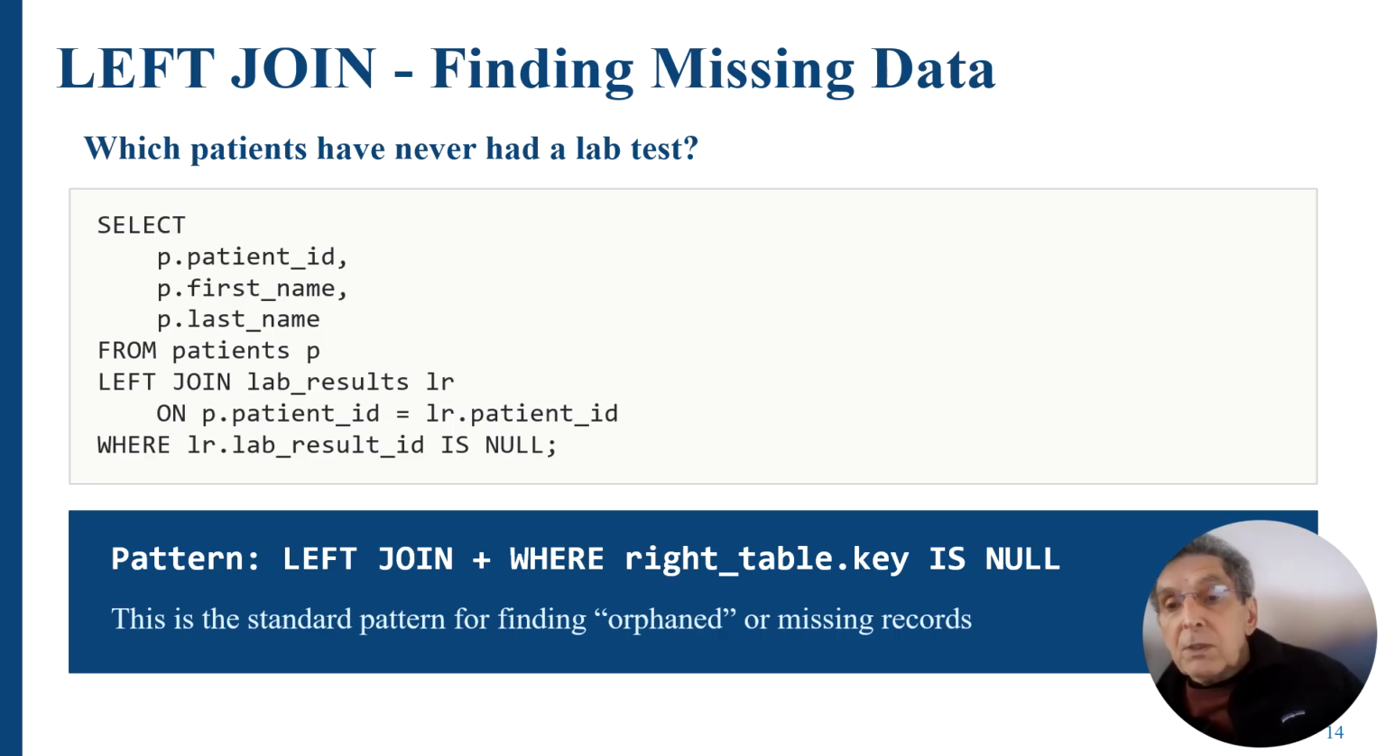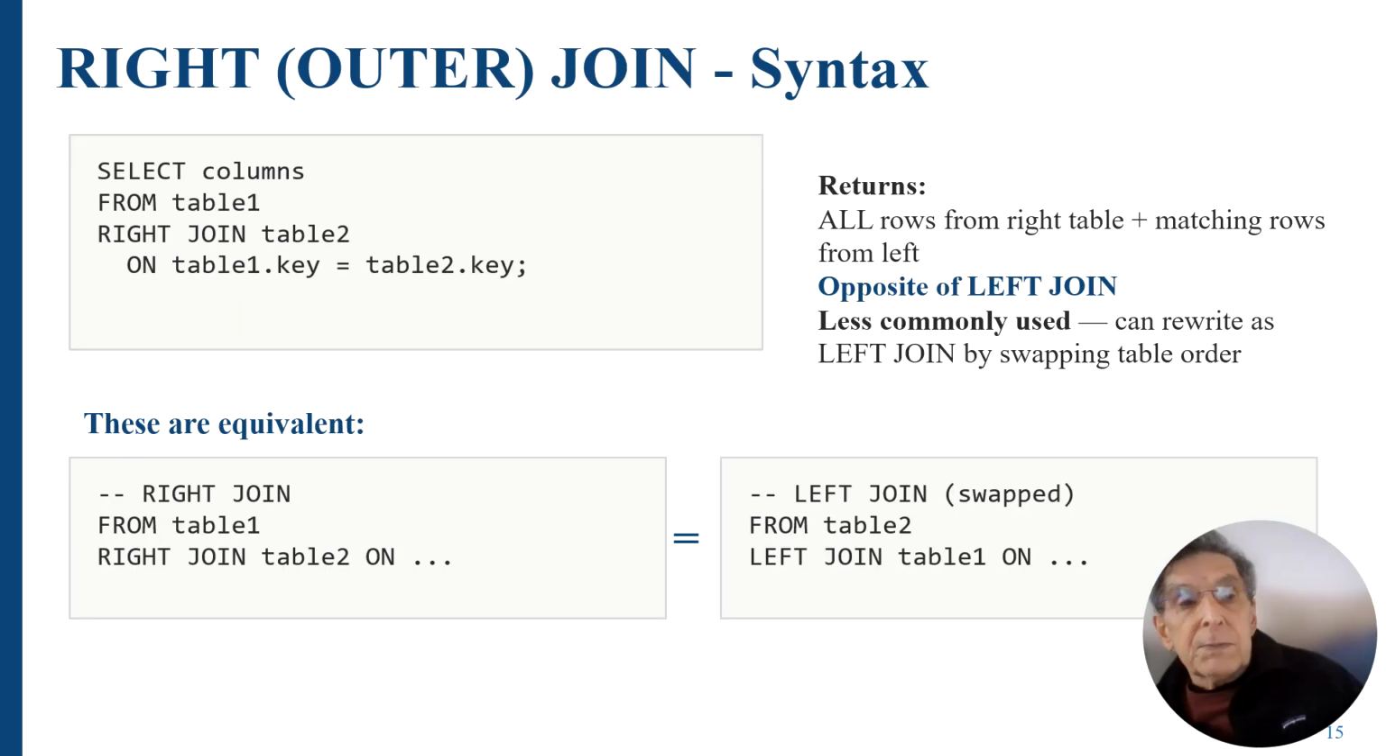This pattern, left join plus where the right table key is null, is a standard way to find orphaned or missing records. Use it often to find patients without encounters, or encounters without diagnoses, or providers without appointments, or any other type of missing relationship in your database. This is a pattern you will use very commonly.